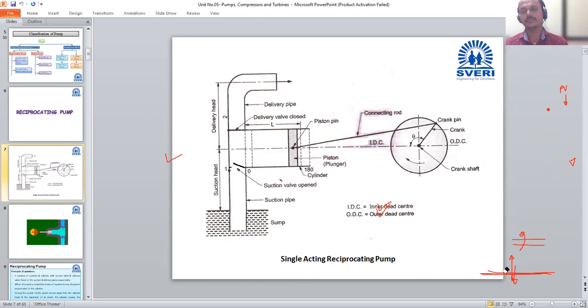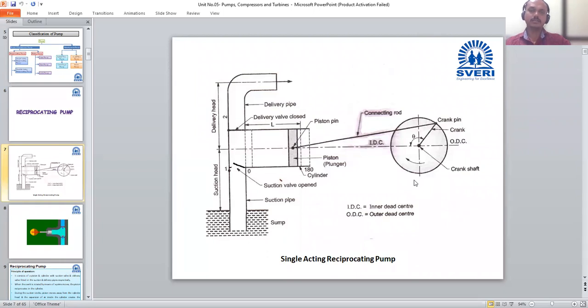This is a very simple diagram where we have to understand only the construction and working of that single acting reciprocating compressor. Now see here. So this is the schematic diagram.